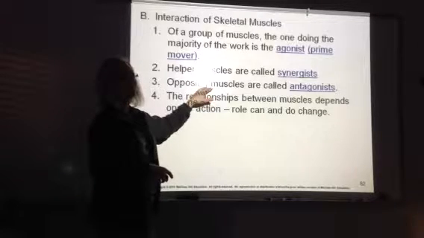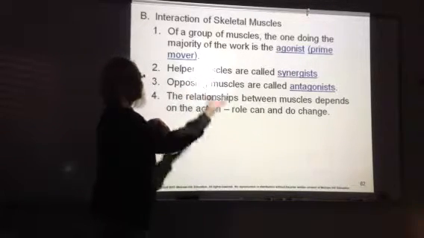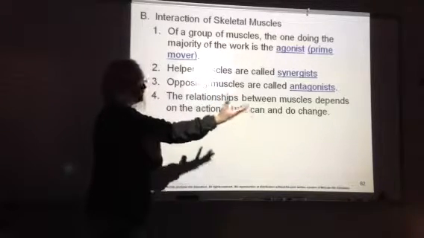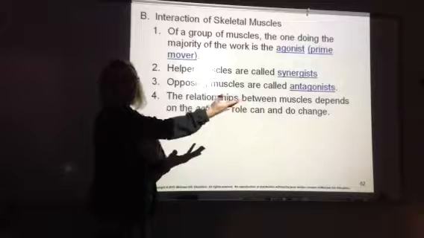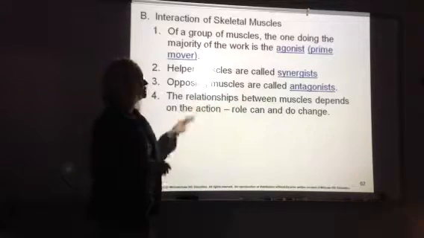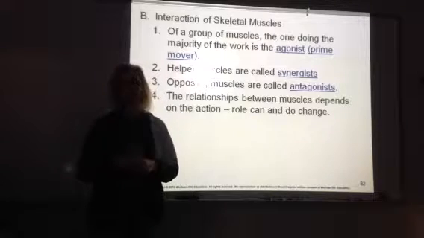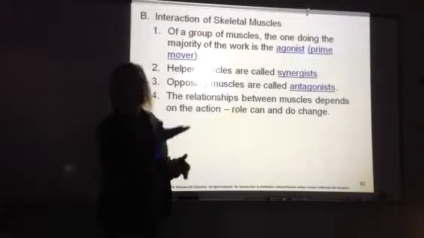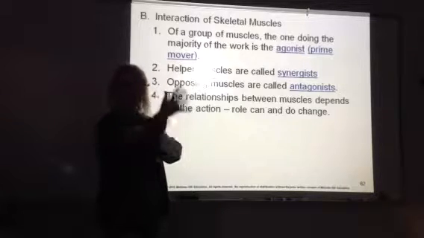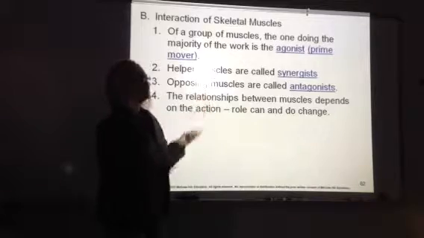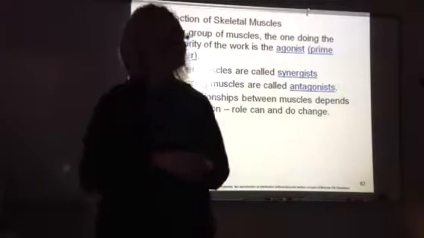Antagonists are the opposing muscles. So if my biceps is the prime mover, my triceps is the antagonist. It's going to have the opposite motion. And the relationship between all of those muscles depends on the action that you're doing. The role can change depending on, am I lifting my arm straight, am I kind of curving it, what am I doing with it? Different muscles will be involved.